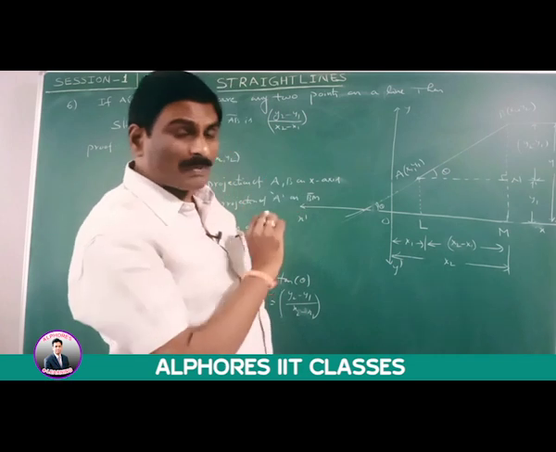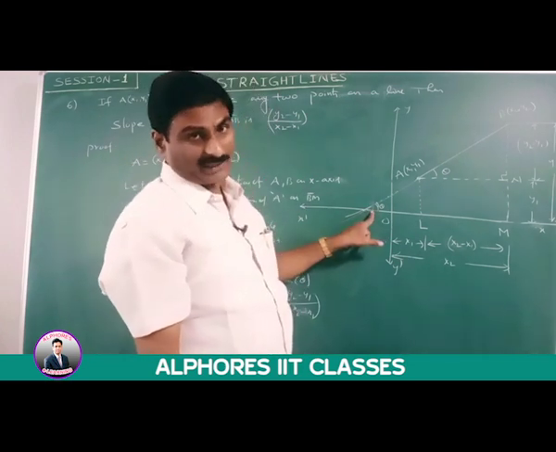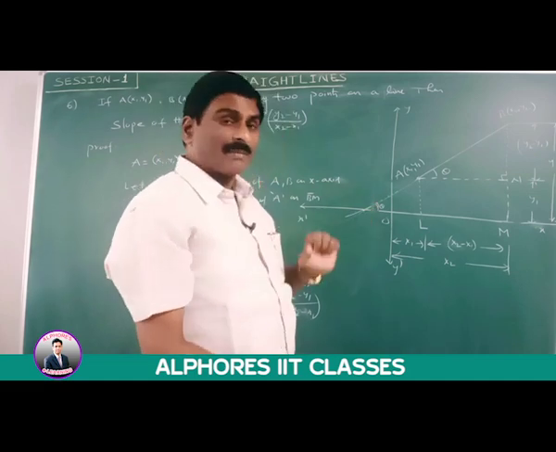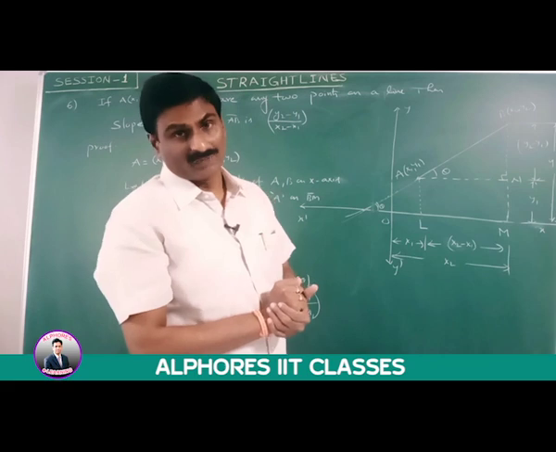Suppose the line AB makes an angle theta with the x-axis. What is the slope of the line? Slope of the line is nothing but tan theta. Let theta be the angle of inclination of the line, then slope m is equal to tan theta. Now we find the value of tan theta.